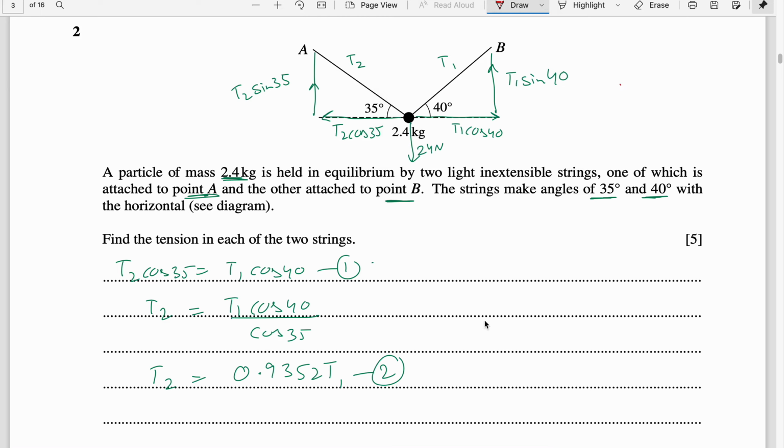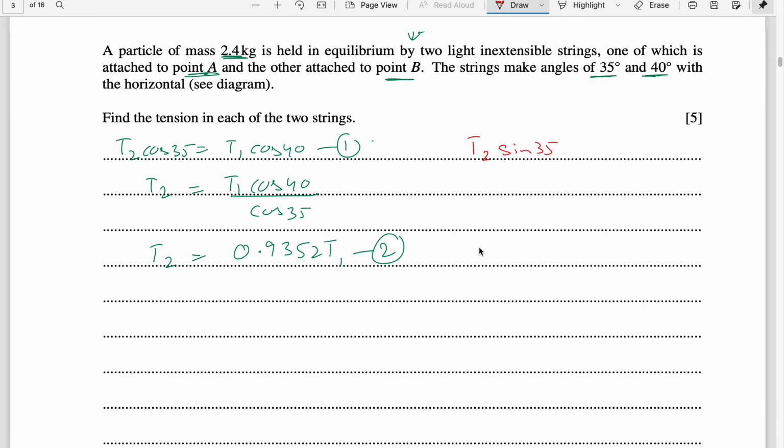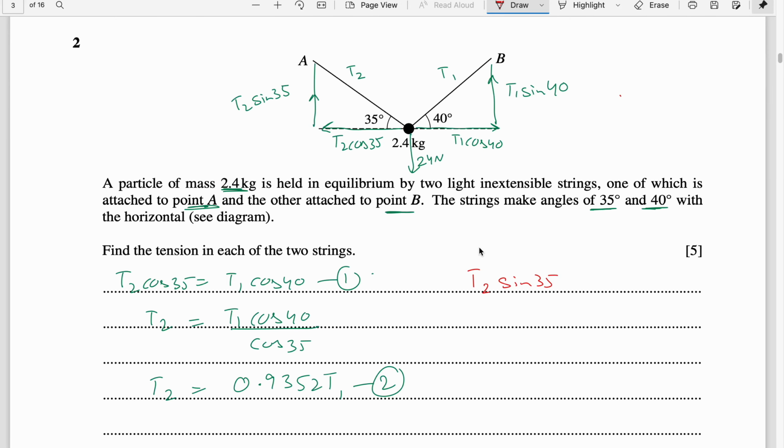On the other side, now solve for the verticals. This force is upwards, which is T2 sine of 35. Again, please write here. I'm writing it here, so I have to move up and down a little less. So T2 sine 35, and on this side, this is again upwards, T1 sine 40. This should equal 24. Label it as equation 3.